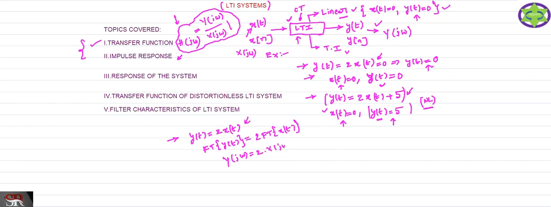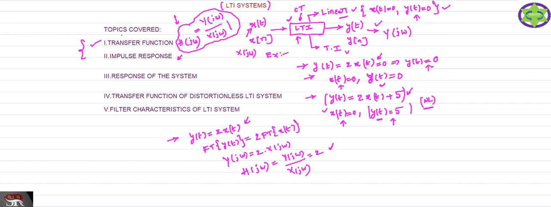X of j omega. Now your transfer function, which is represented by H of omega, is equal to what? Y of j omega divided by X of j omega, that is equal to 2. This is your transfer function. So the transfer function is only defined for the LTI systems.